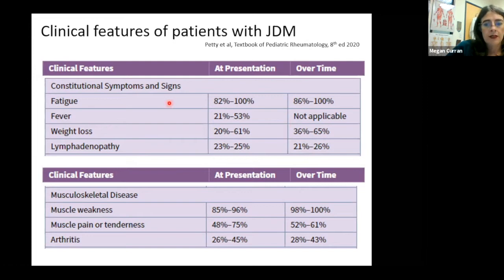So the first is constitutional symptoms. These are things that affect the whole body, like fatigue, which is very, very common. Fever and weight loss happen in about half of patients, and swollen lymph nodes is more rare. Then muscle weakness is seen in almost all patients with juvenile myositis, and it can be anywhere between mild and severe. A good number of patients get muscle pain or tenderness, and about half of patients present with arthritis or inflammation in the spaces of joints.